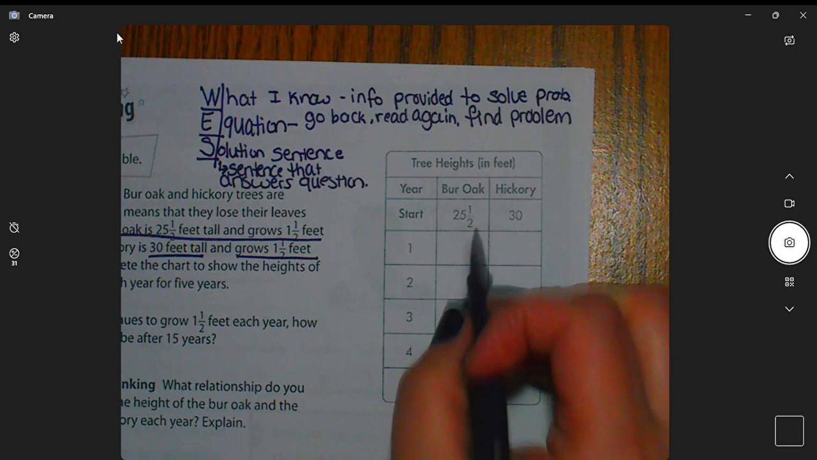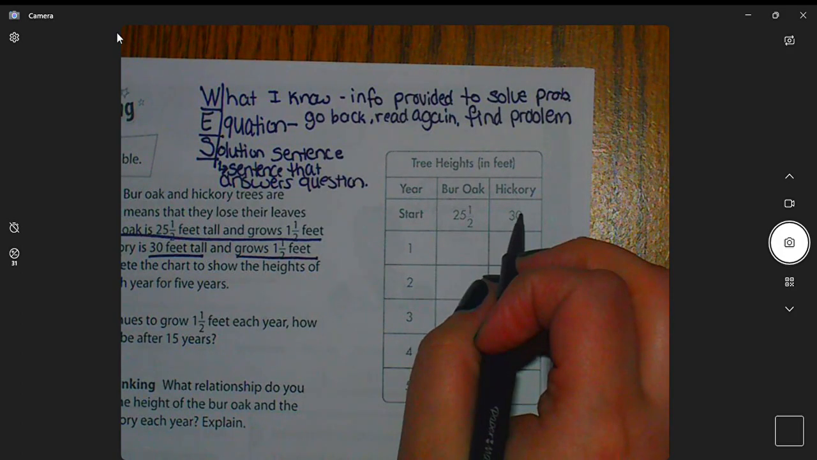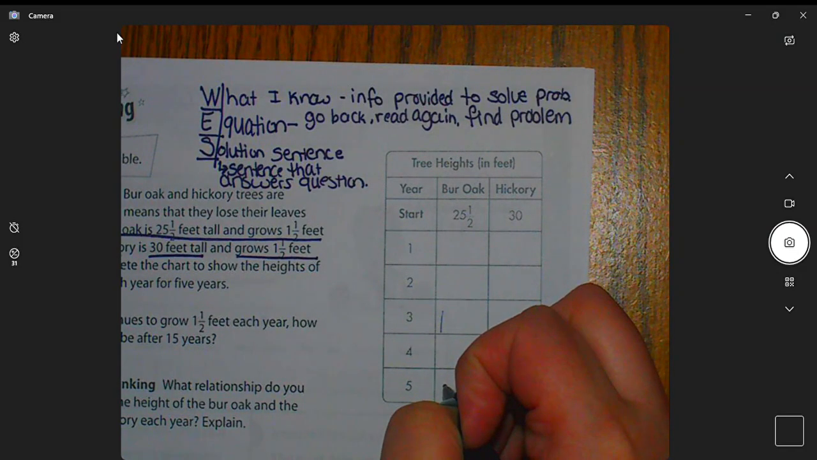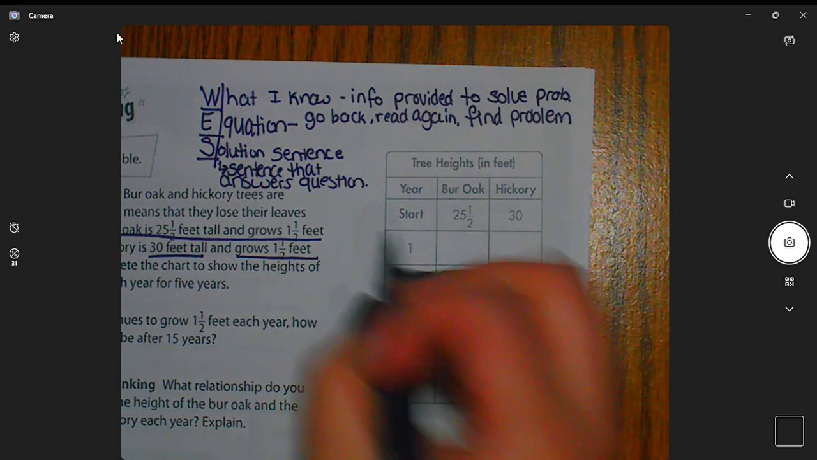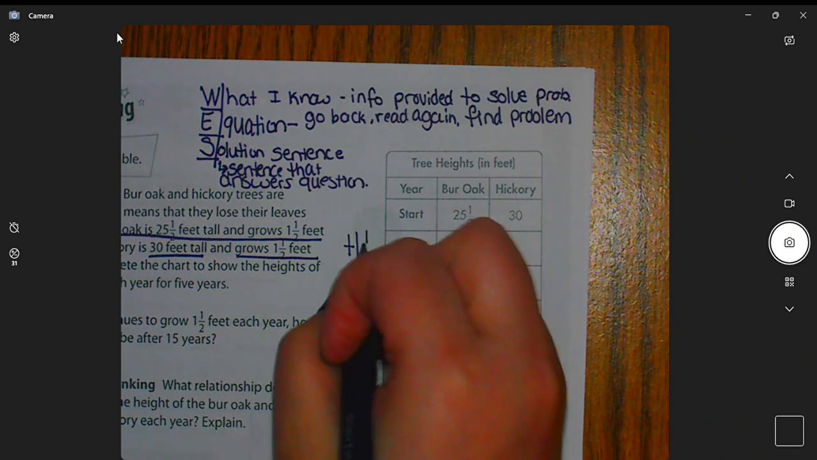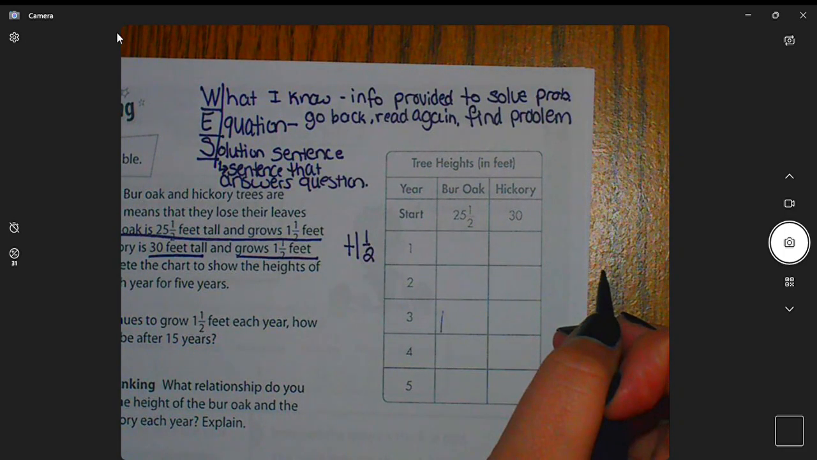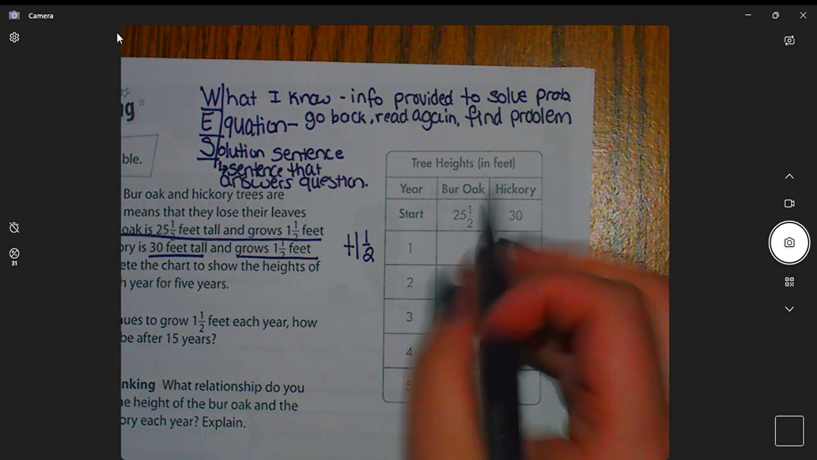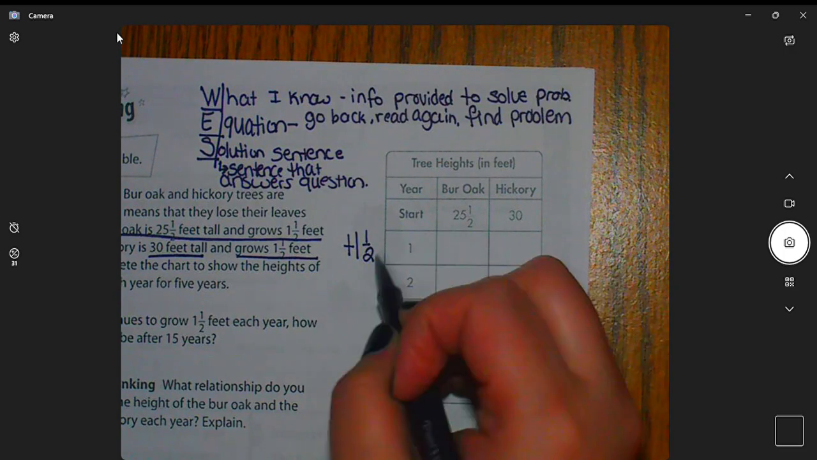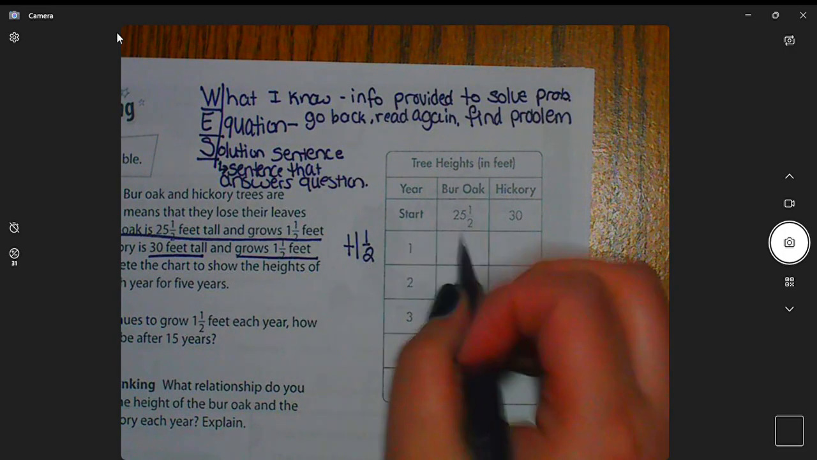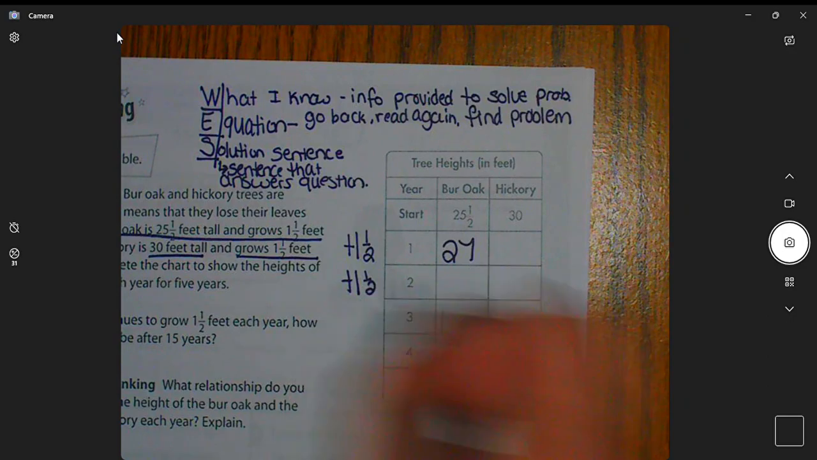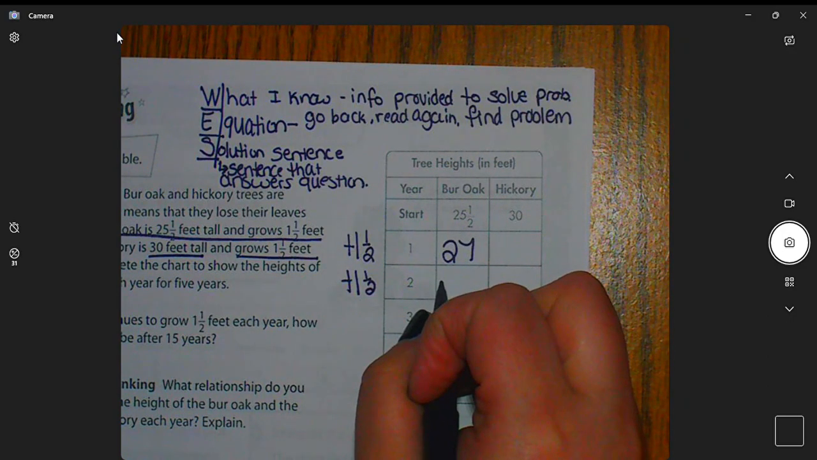So I'm starting out with the bur oak at 25.5 and the hickory at 30. What I tell my students to do is work one column at a time. That way you're better able to see where you're working from. So I'm adding 1.5 feet per year. So starting and then plus 1.5 will give me my total for year 1. So 25.5 plus a half is 26, plus 1 is 27, plus a year and a half, or a foot and a half. 27 plus 1.5 gives me 28.5. Good job.